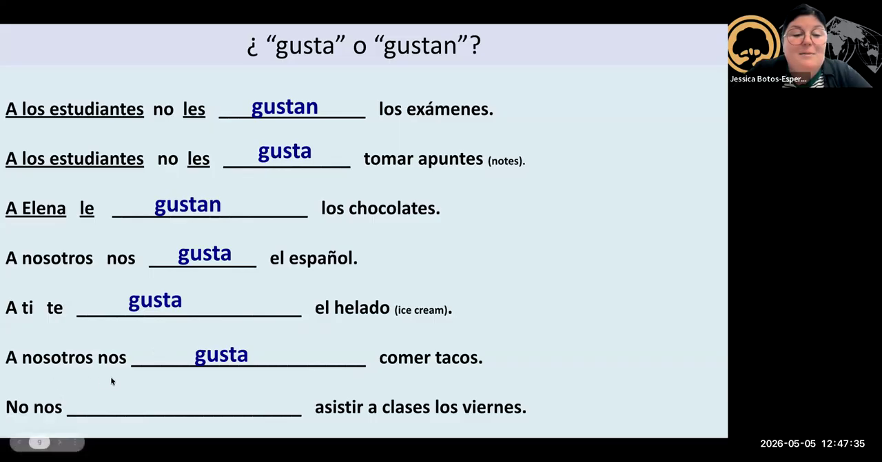And last up, no nos gusta asistir clases los viernes. We don't like to attend classes on Fridays. Here we chose gusta because asistir is a verb, and anytime an action is following the verb gustar, we're going to choose the singular form. So, how did you do? I'm sure you did great.